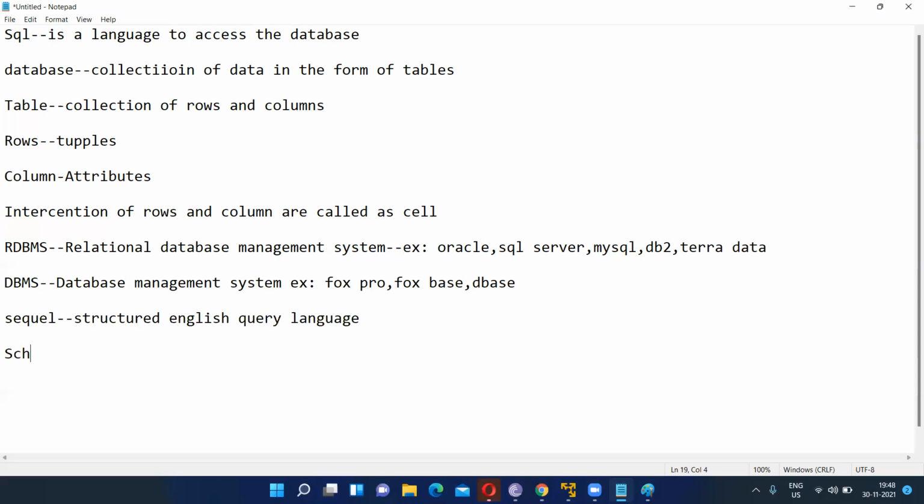There is something called a schema. A schema is nothing but a folder structure. You have to understand it in such a way: suppose there's a hard disk which is having a D drive. Now the D drive is nothing but a database. Under the database there is a schema, under the schema there will be tables, and under a table there will be rows and columns. This concept should be very, very clear.